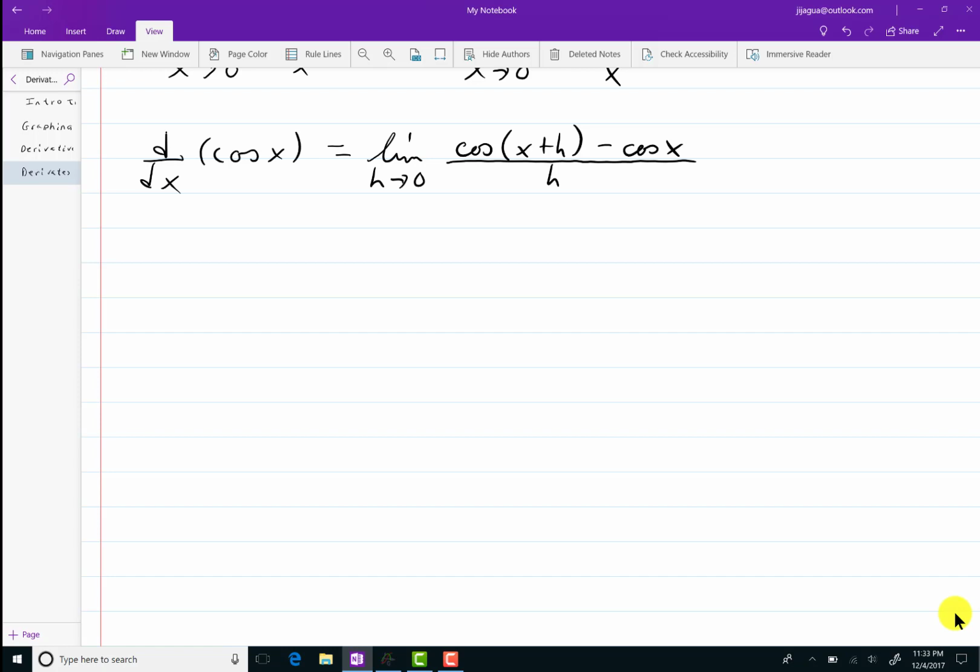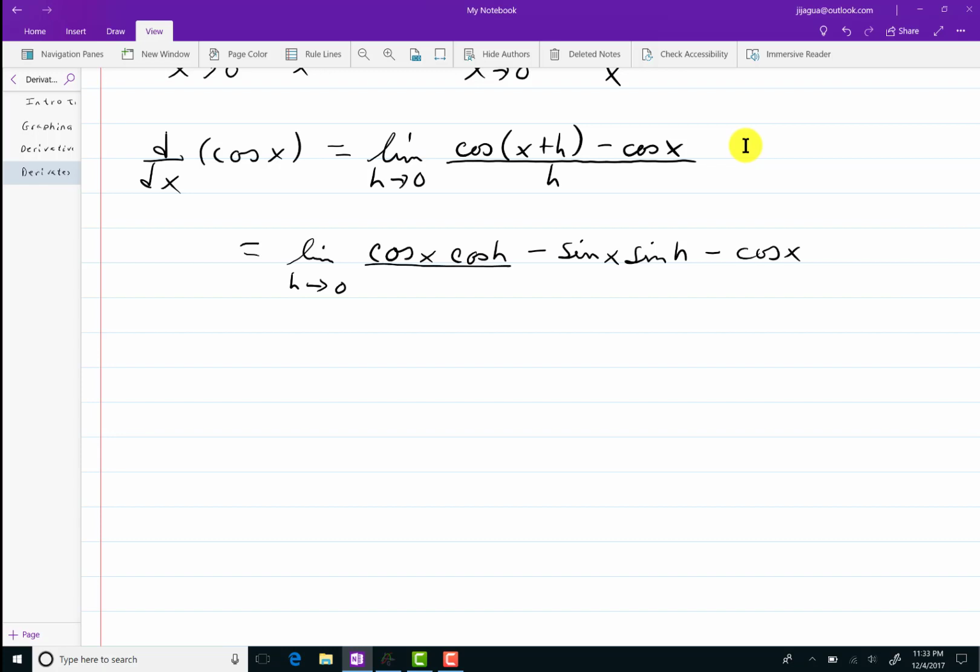With that in mind, the first thing I'm going to do is use the sum of angles rule for cosine. I'll write it out in detail. Whenever I write them out in great detail, I hope that reminds you. The way you do it is it's the cosine of the first angle times the cosine of the second angle minus the sine of the first angle times the sine of the second angle. All that is minus cosine of x.